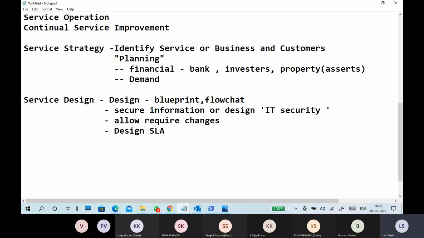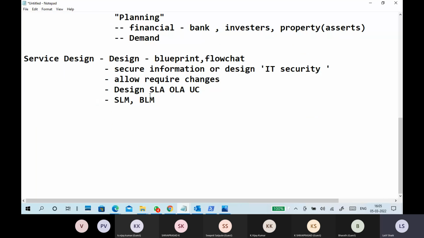SLA, OLA kind of stuff. So design SLA, OLA kind of stuff. Service level management, business level management kind of stuff comes under designing only. So what is this SLA? SLA means service level agreement.